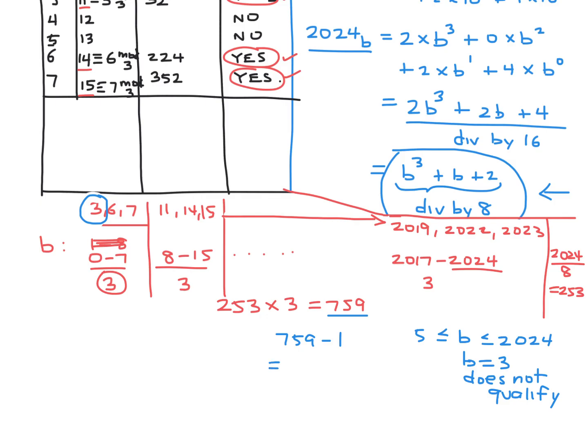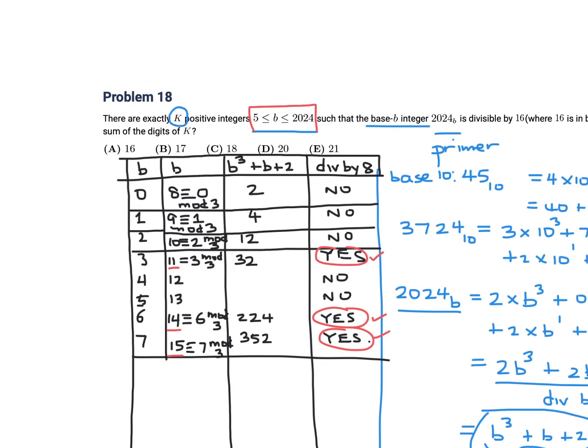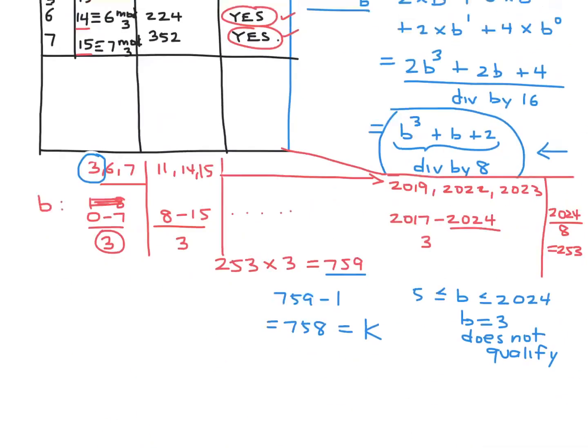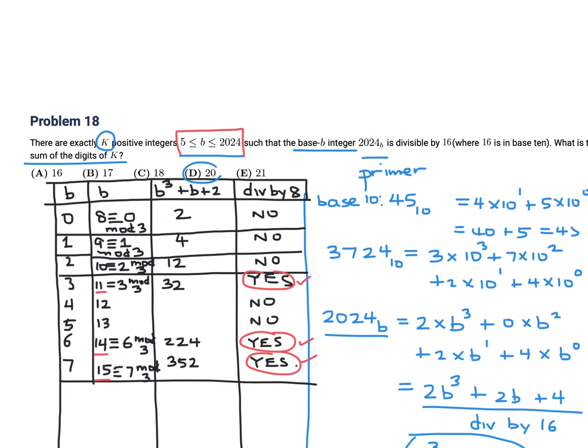So this actually becomes 758, and this is what is represented by that k, this k here that they keep talking about. And then they want the sum of the digits of k. Okay, sum of the digits would be 7 plus 5 plus 8, and that's 20. So 20 is the answer to a pretty challenging question, actually. D.